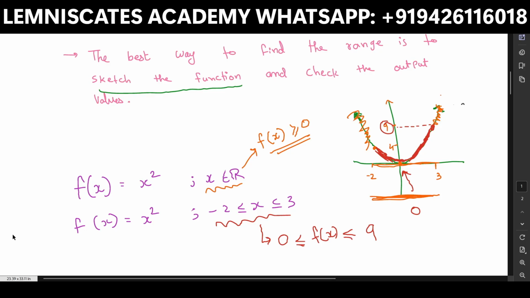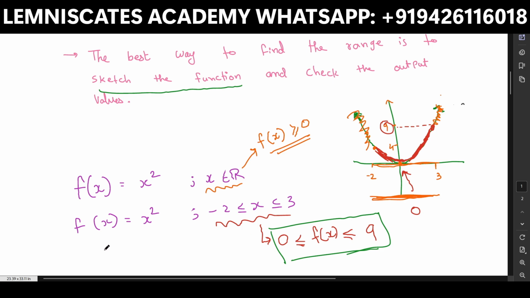So this becomes the final answer for what is the range of the function x square in between -2 and 3. The minimum value was 0, the maximum value was 9. So your output is going to be in between 0 to 9, and therefore we say this is the range.